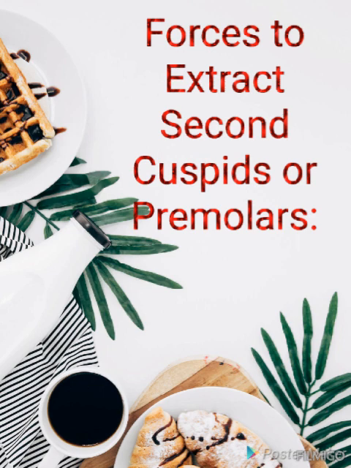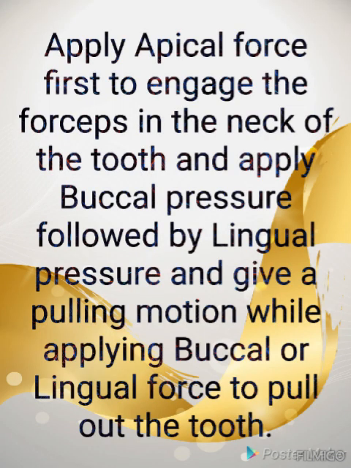And next we are going to see forces to extract maxillary second premolars. First apply apical force. We engage the forceps in the neck of the tooth and apply buccal pressure followed by lingual pressure, and give a pulling motion while applying buccal or lingual force to pull out the tooth. So the first premolar and second premolar are similar. The movements are similar for both.